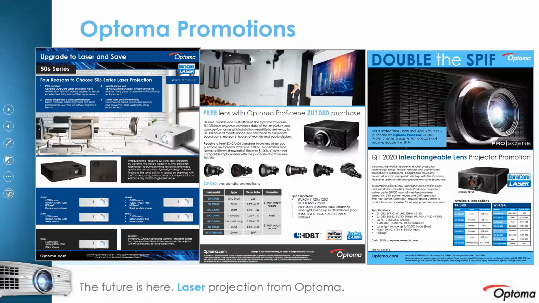We also offer several promotions throughout the year. The first flyer features our 506 laser series ranging from 5,000 to 5,200 lumens, featuring great deals and extensive instant rebates. Please reach out to your local regional sales manager to learn more about these amazing promotions. And also note, our Pro C models do require pre-authorization.